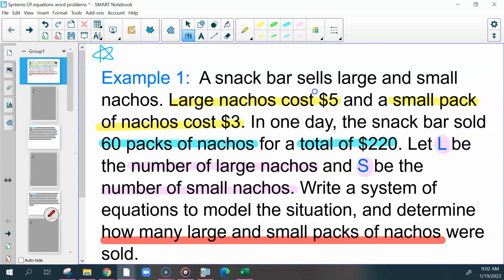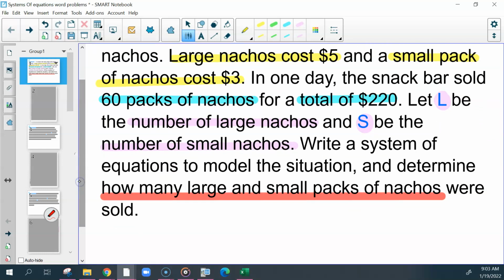After we know everything that is important, then we can start to put this together. So once we know all of our numbers and variables, sometimes you'll be given your variables, sometimes you won't be, and you'll have to define them. So if we don't have variables, we would need to say x equals whatever. Because they give us our variables, we don't need to define them, but if we did need to define them, whatever it's looking for would be how we define them. So here we're looking for large and small packs of nachos. That's why L is for the number of large and S is for the number of small nachos.